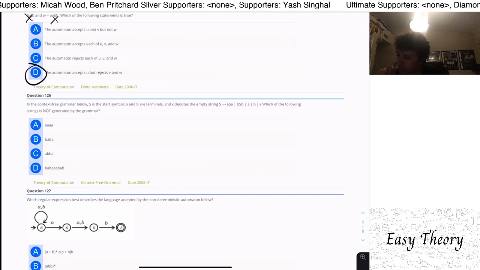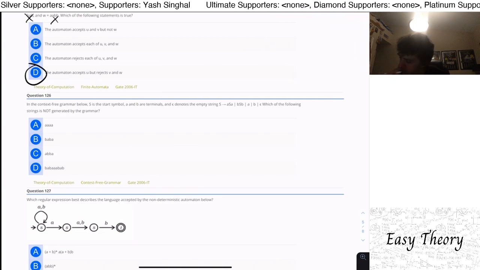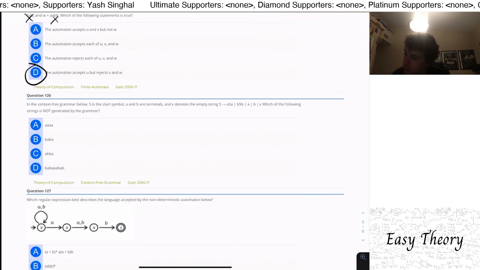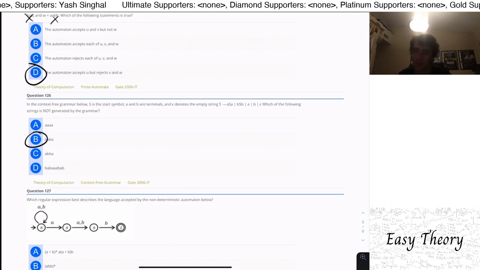Which of the following strings is not generated by this grammar? Yeah, it can be odd length, even length palindromes. Oh no. Yes, it actually gets all palindromes. So B is the only thing that's not a palindrome. So therefore, that's B.